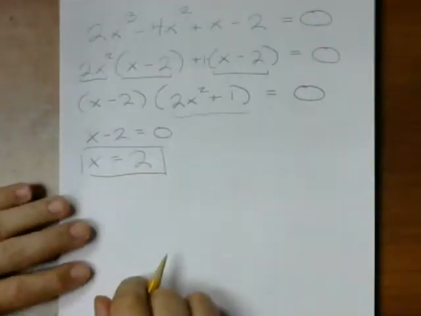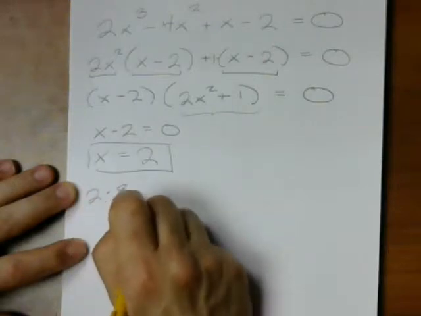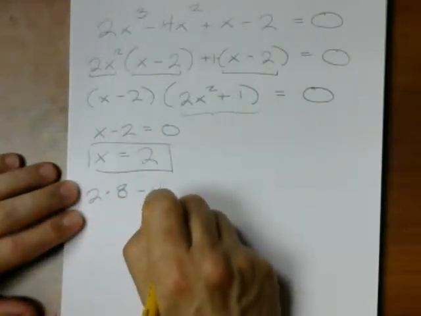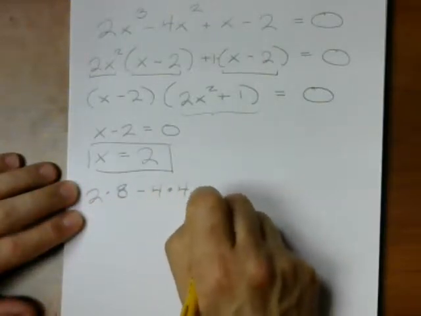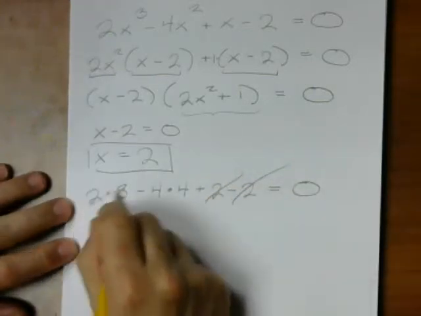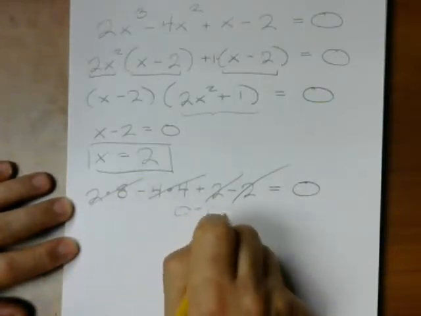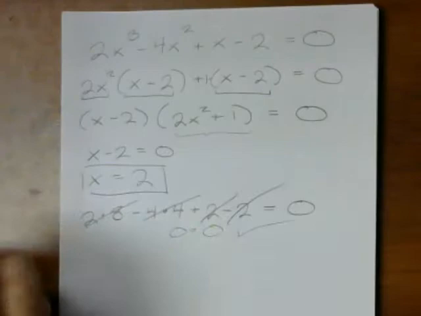which gives me that. If I want to check my work, I plug 2 into the original equation. Cancel, cancel. 16 minus 16 cancels. 0 equals 0. And that is a good solution.